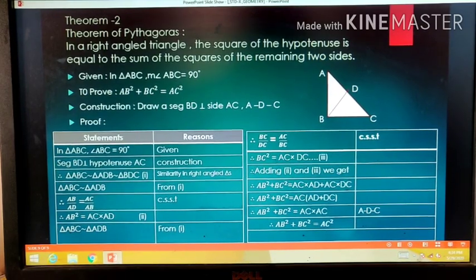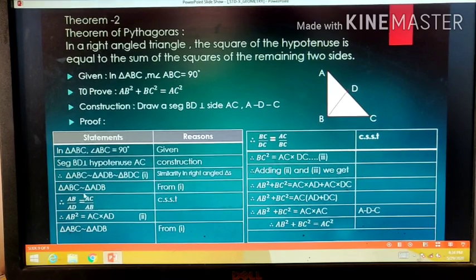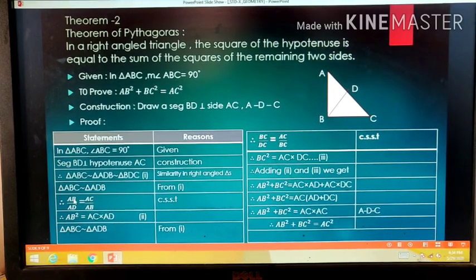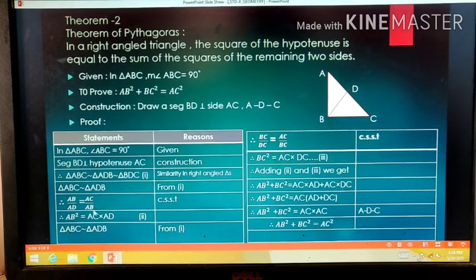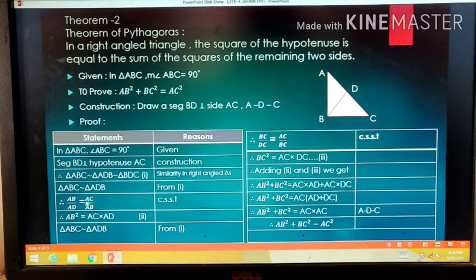Then we already studied the similarity in right angle triangle. By that we can write that triangle ABC is similar to triangle ADB, which is similar to triangle BDC. Then write down corresponding sides of similar triangles. Consider the first two triangles, ABC and ADB. In these two triangles, the corresponding sides are AB upon AD is equal to AC upon AB. Then do cross multiplication. AB square is equal to AC into AD. Number it as 2.